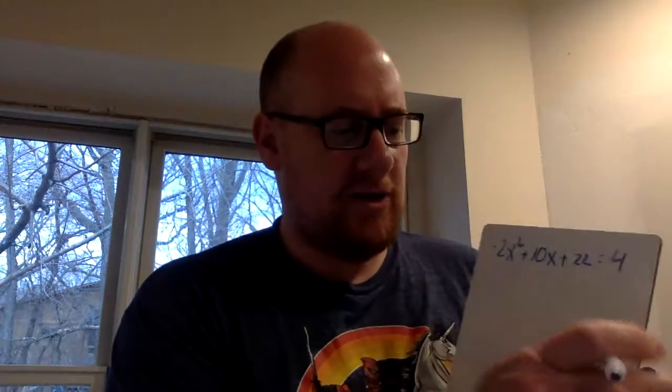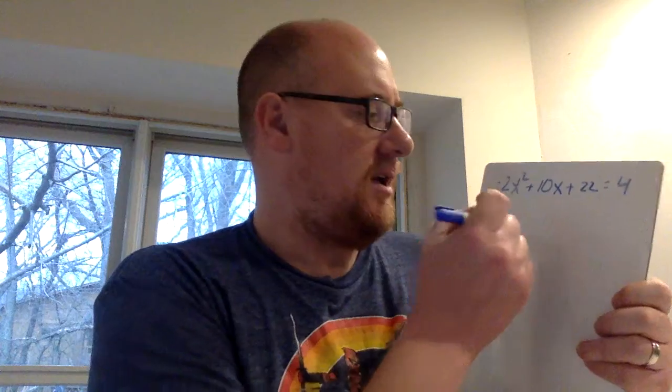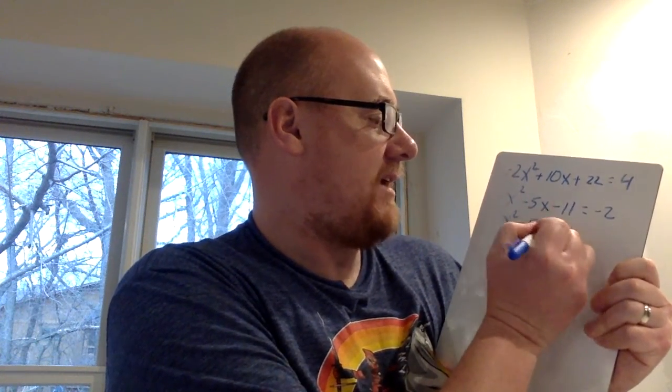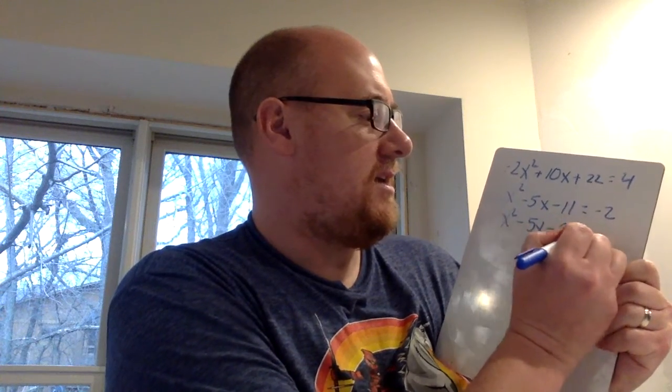Guys, a lot of you had questions on number 8. Number 8 is a little bit different because it has a leading coefficient. So we're going to divide everything by -2 to start. That gives me x squared minus 5x minus 11 equals -2. Now we need to make sure that we add the 2 to the -11 because we want it to equal 0. So we have x squared minus 5x minus 9 equals 0.